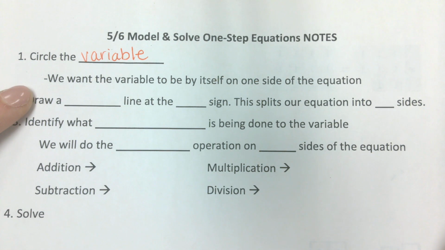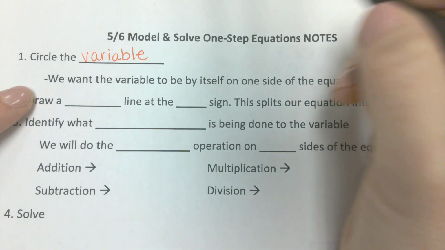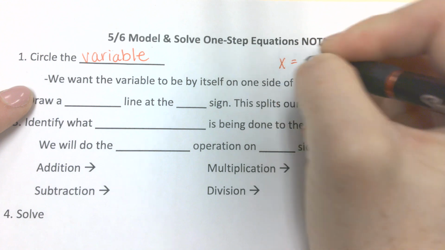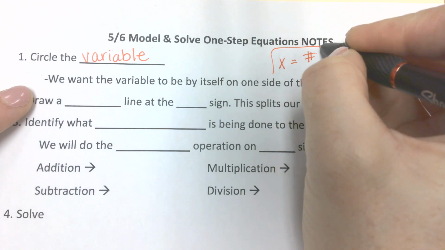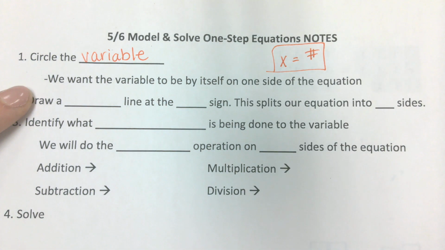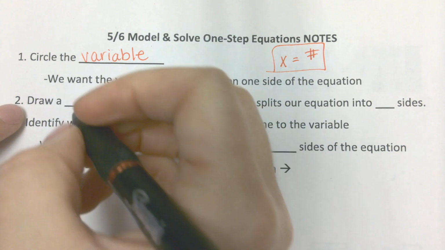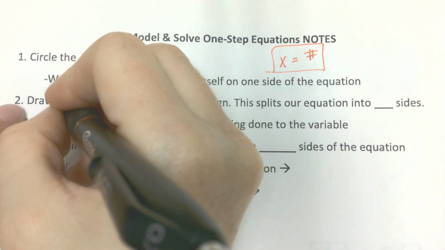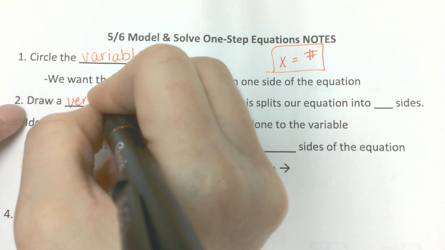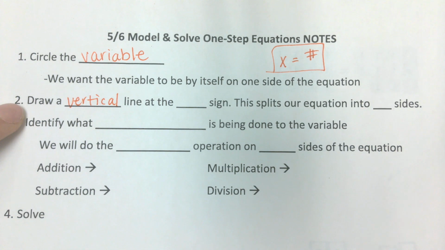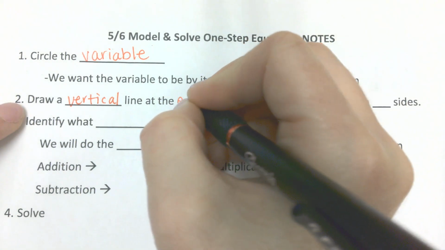We want the variable to be by itself on one side of the equation so that you have the variable equals one number, and that is our solution. So circle the variable first. Step 2 is to draw a vertical line down the middle of the equation, the equal sign.